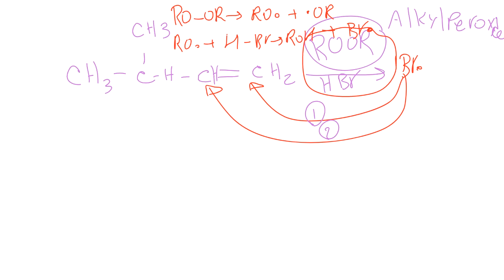Carbon 1 or carbon 2? You have to see: if it attaches to carbon 2, then carbon 1 would be the free radical. If it attaches to carbon 1, then carbon 2 would be the free radical. So it will attach to carbon 1. So we will get this as the intermediate that is forming now.